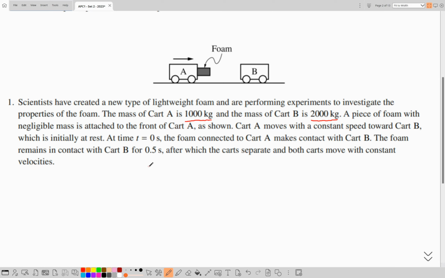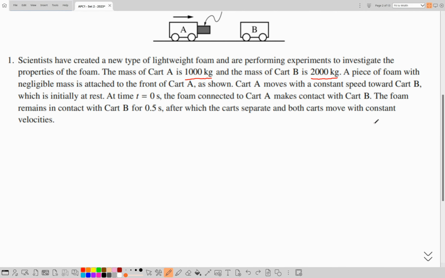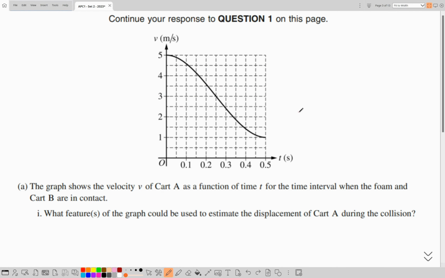Cart A moves with a constant speed toward cart B, which is initially at rest. At time t equals 0, the foam connected to cart A makes contact with cart B. The foam remains in contact with cart B for 0.5 seconds, after which the carts separate and both carts move with constant velocity, which means that a collision between carts A and B happens, with the foam being in between. If you check the first page, we don't have any questions. Then let's proceed to the next page.